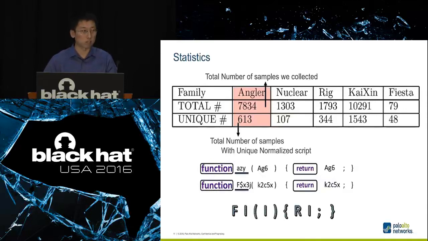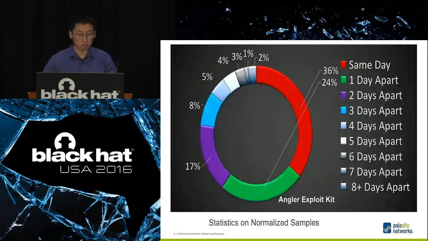We further analyzed why so many samples have the same code structure. We found that the majority of the samples are collected on the same day or apart by 1 or 2 days. For example, for the Angular samples we collected that have the same code structure, 36% of samples are collected the same day, and 24% are collected 1 day apart.